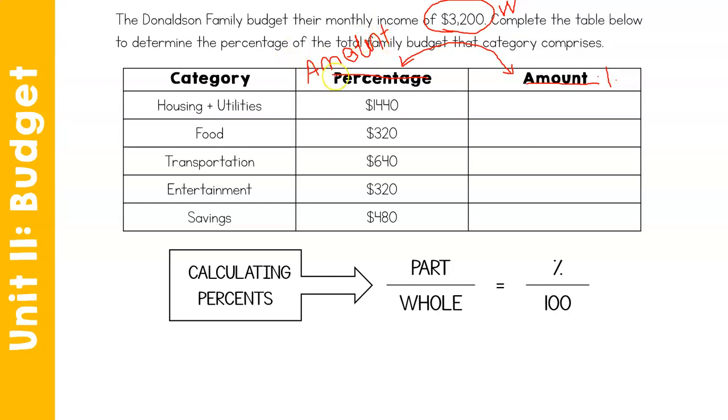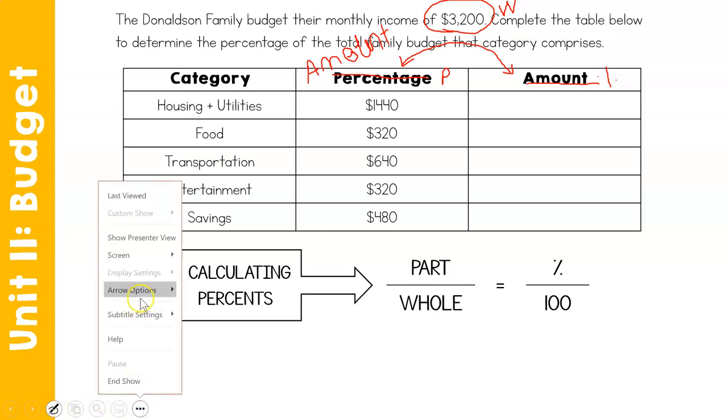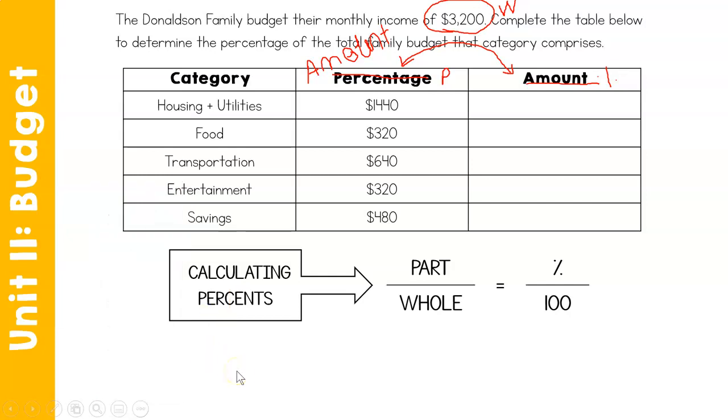Okay, so the amount that we have here is the part. So I'm going to put P for part. We have our whole, and we're looking for the percent. So again, we're just going to use this part, whole, percentage proportion and plug in our information. I'm going to do one example for you, and then hopefully you'll pause the video and do the others on your own. So I'm going to work on the housing and utilities. The total amount, like we said, is $3,200.